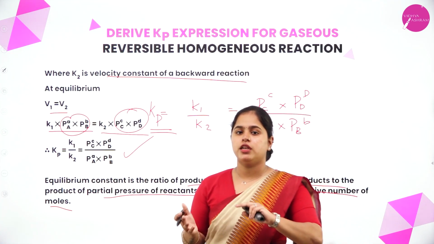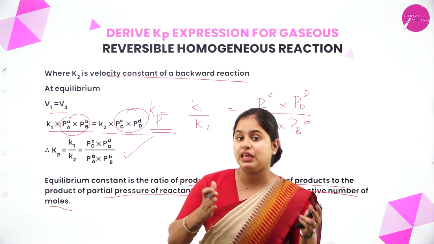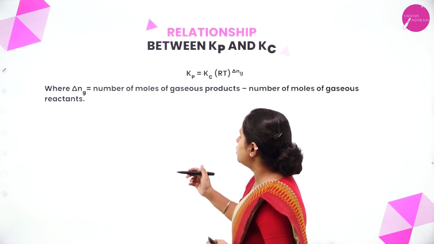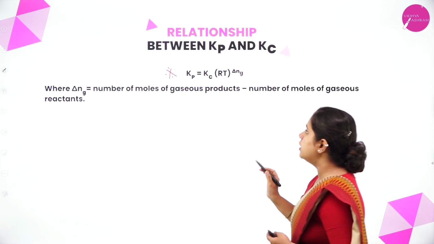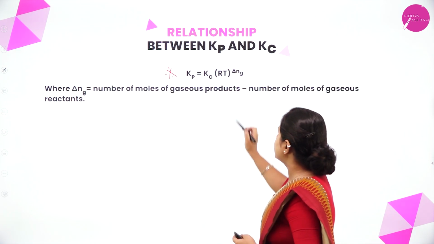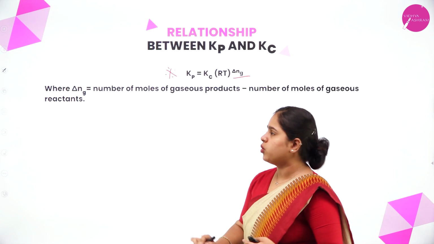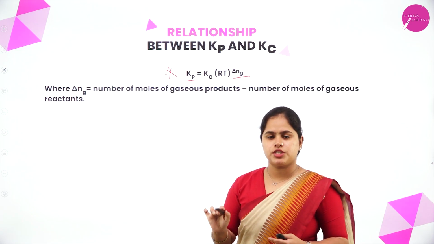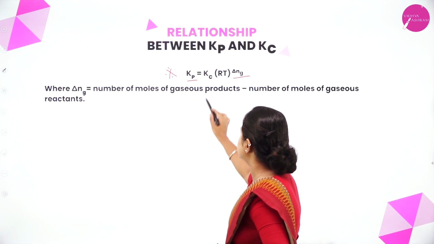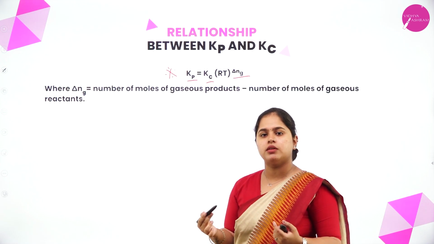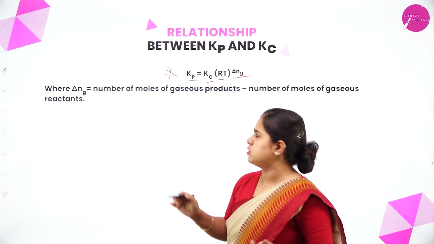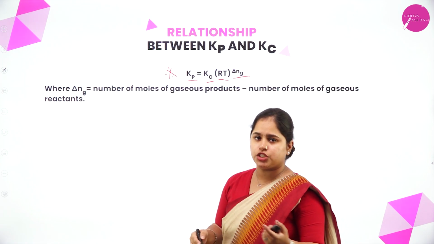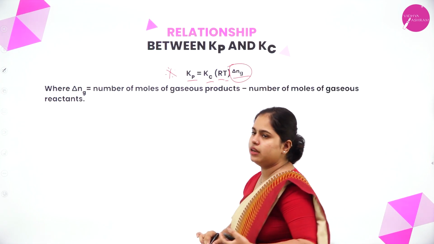Now we are going to find out what is the relationship between Kp and Kc. Okay, so this is a very important equation, that is Kp is equal to Kc into RT raised to delta Ng. Okay, so what is Kp? Equilibrium constant in terms of pressure, right? Partial pressures. Kc, equilibrium constant in terms of concentration. Now what is R? R is universal gas constant. What is T? T is temperature. And what is this? Delta Ng.